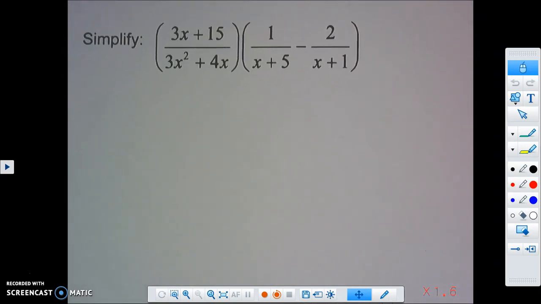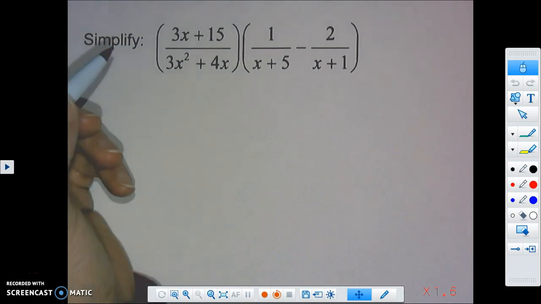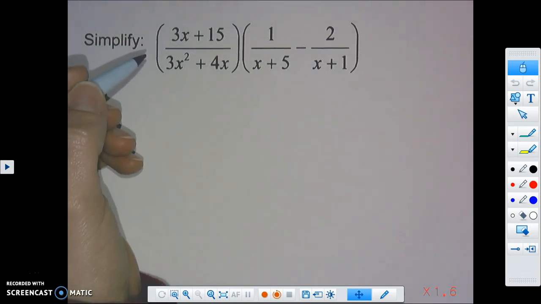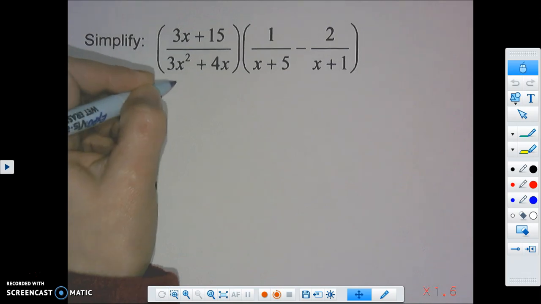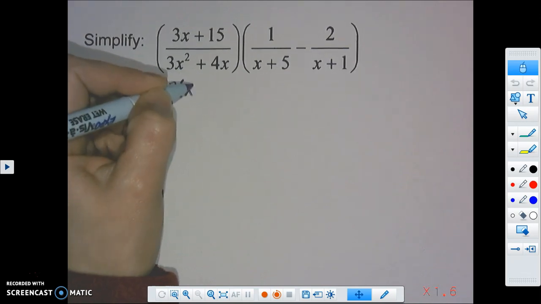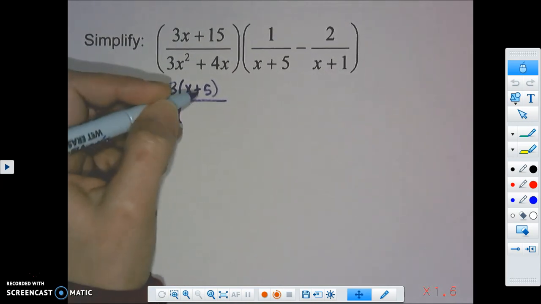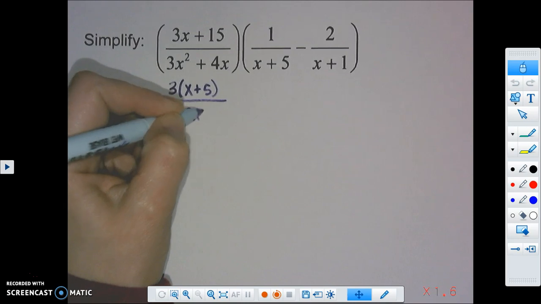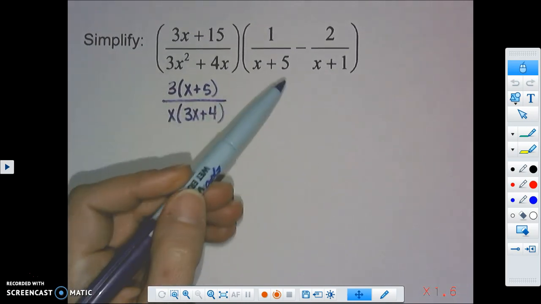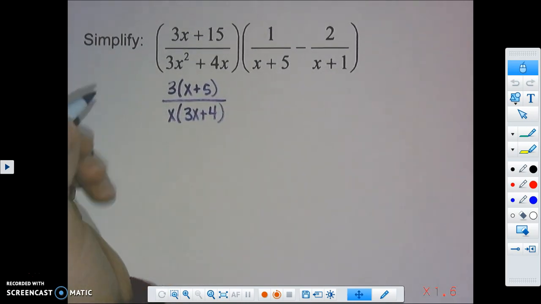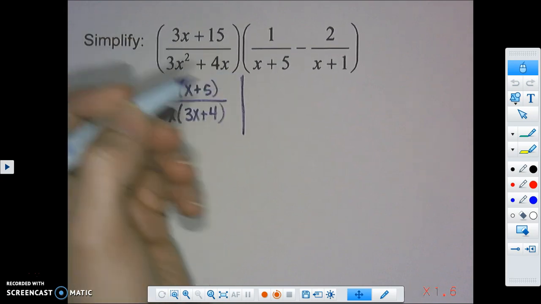So let's take a look at our first example. We have the quantity 3x plus 5 over 3x squared plus 4x times the quantity 1 divided by x plus 5 minus 2 divided by x plus 1. So we're going to deal with our parentheses first. In the first parenthesis, we can take a GCF of 3 out in the numerator and a GCF of x out in the denominator. Over here in the second fraction, we're going to keep that by itself for the moment. I'm going to draw a line here just so we can keep track of our work.